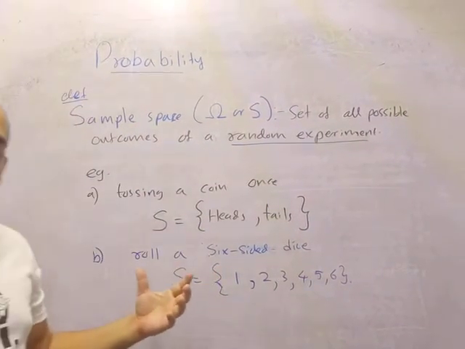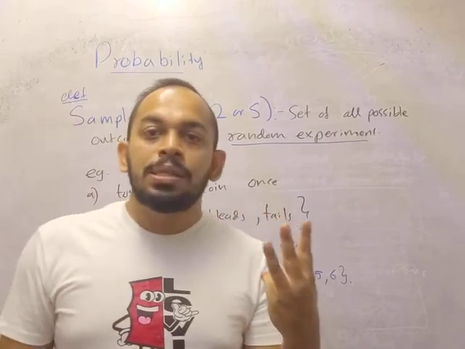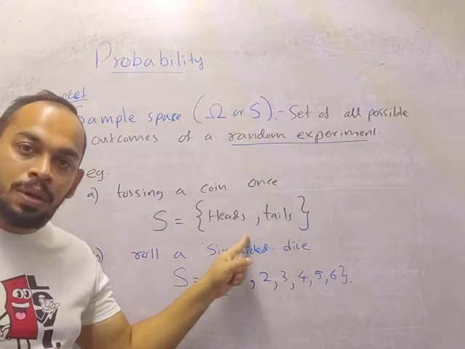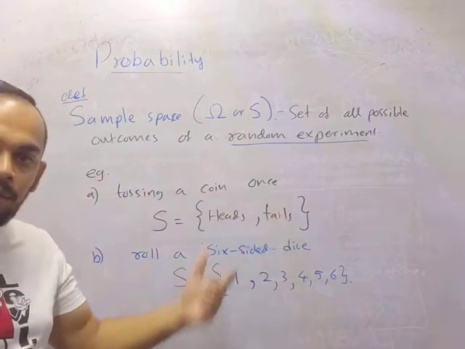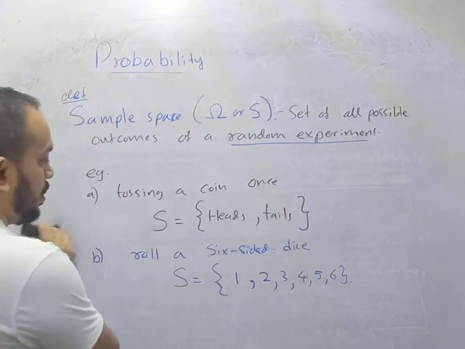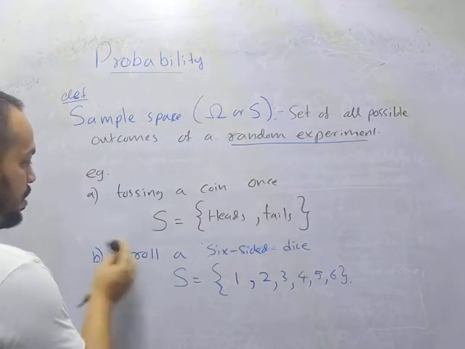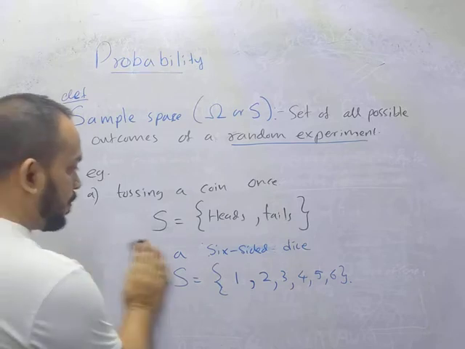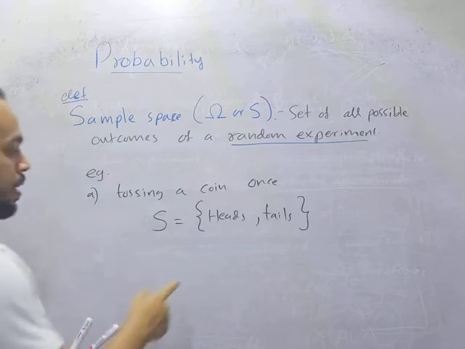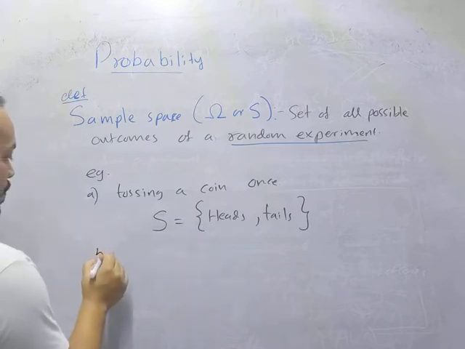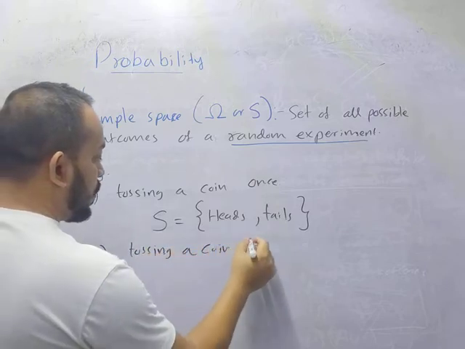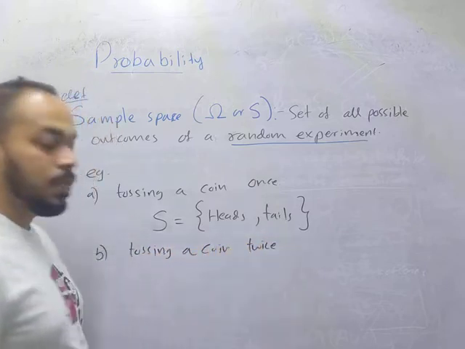Right. So there are three ways of representing sample space. This is one way, listing out all the possible outcomes as a set. It is given as a set. What are the other two methods? Yeah, let's use the same method. Tossing a coin once, or we can use, let's say B, tossing a coin twice, right?